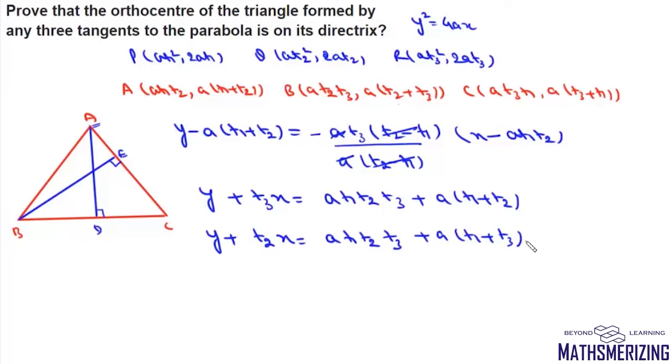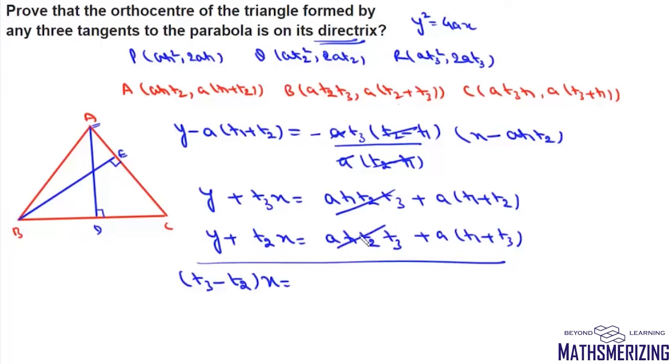Now we need to prove that its orthocenter lies on its directrix. So that means its x coordinate should be minus a. So we'll find its x coordinate. We'll subtract the second equation from the first. So we can write (t3 minus t2) x, and here this will cancel, and here we'll get a times (t2 minus t3). So that means the value of x is minus a. So the x coordinate of the orthocenter of this triangle is constant and its value is minus a. So that means the orthocenter of this triangle formed by three tangents to a parabola will lie on its directrix.